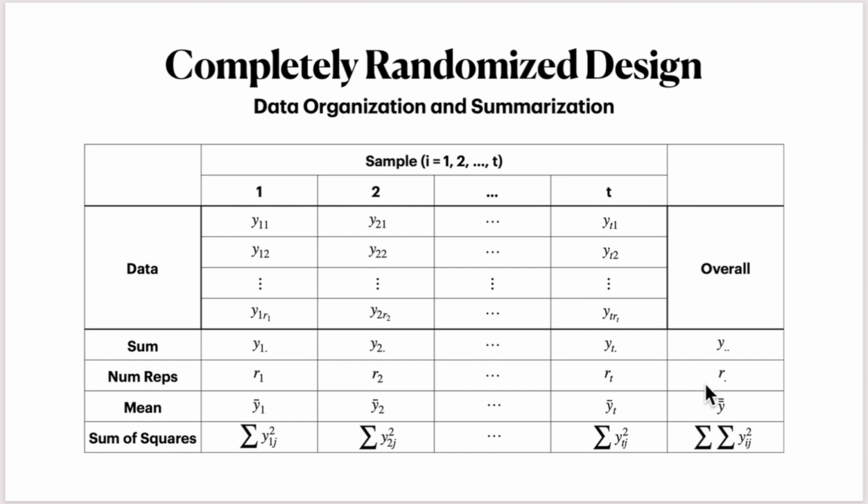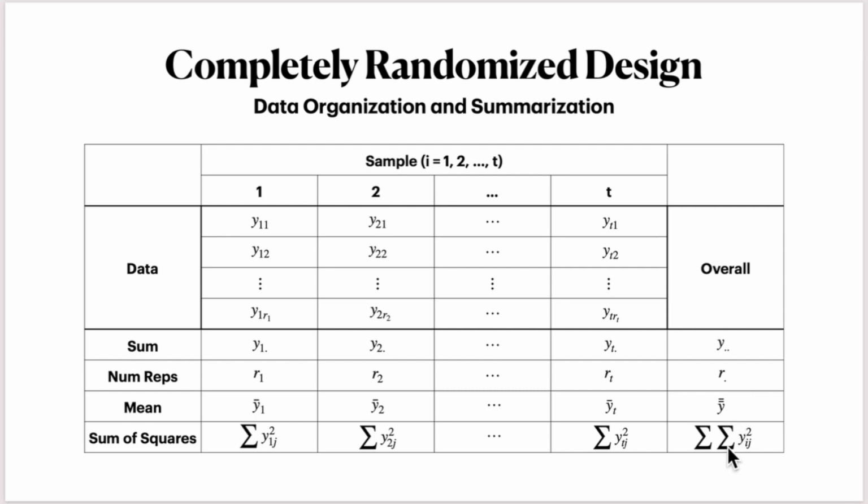Likewise, the overall sample size, r dot, is the sum of the sample sizes in that row. Now, once we have the response total across all samples and the total sample size, it's very easy to calculate the overall mean by dividing y dot dot by r dot.